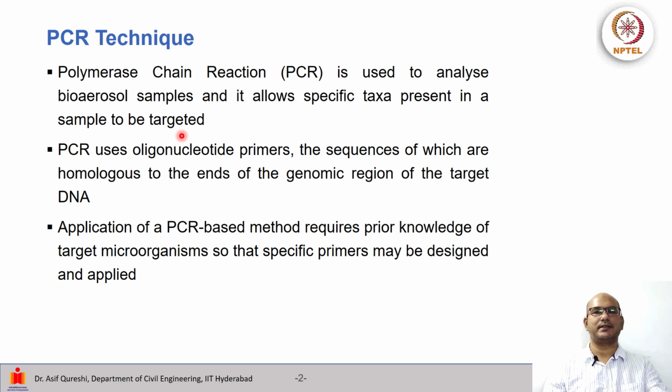Essentially, PCR targets oligonucleotide primers, and the sequences of these primers are homologous to the ends of the genomic region of the target DNA. So, we need prior knowledge of the target microorganism and the target DNA basically, so that we design the primer specific to the genomic region of the target DNA.